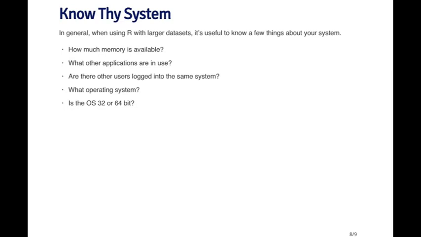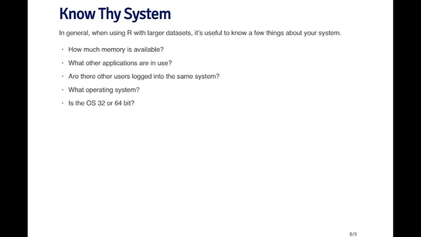So in general, when you're using R with large data sets, and there are lots of large data sets out there nowadays, it's useful to have a few bits of information on hand. For example, how much memory does your computer have? How much physical RAM is there? These days, most computers will have on the order of a few gigabytes up to many gigabytes of physical RAM.